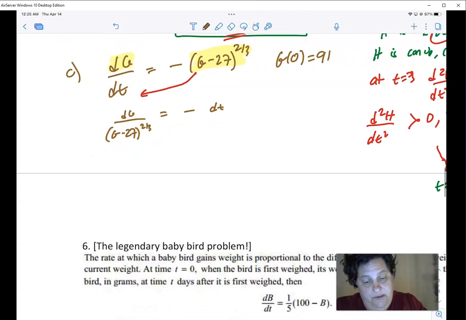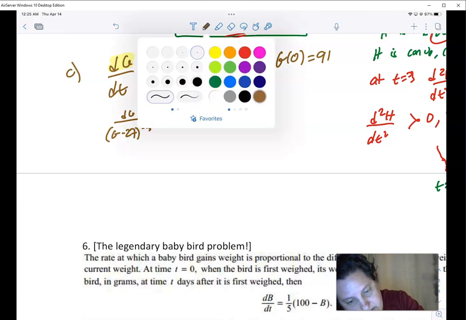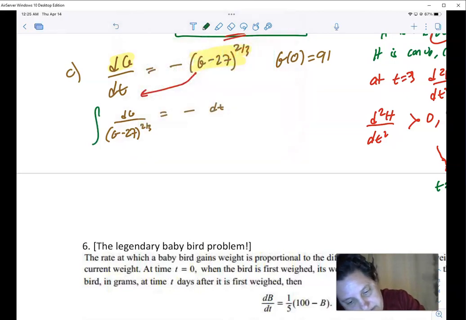So, step 1, separate the variables. We're probably going to get a point for that. Second point, integrate both sides. Now, again, this is kind of u substitution, you guys. But when you do u-sub, if u is g minus 27, then du is dg, right?